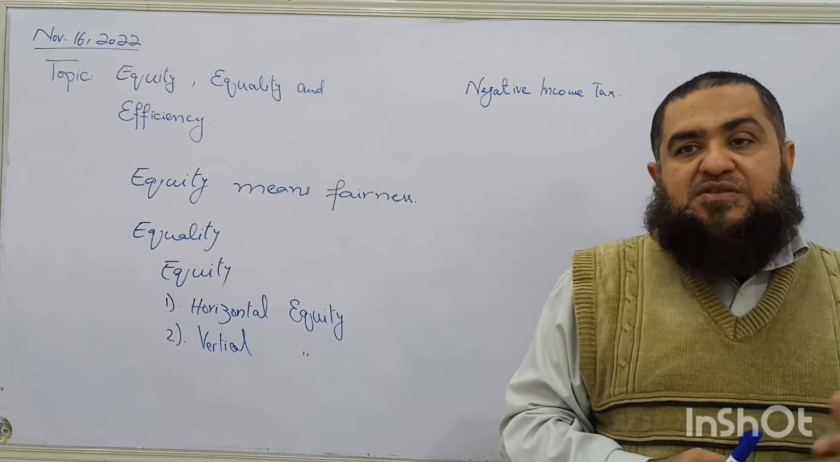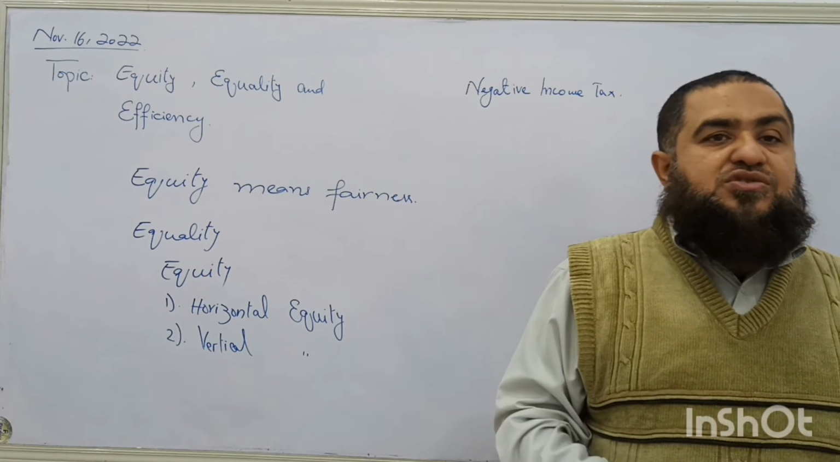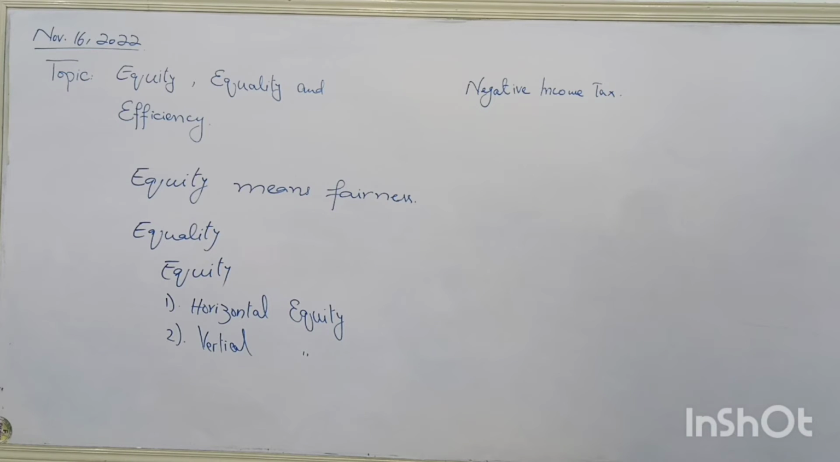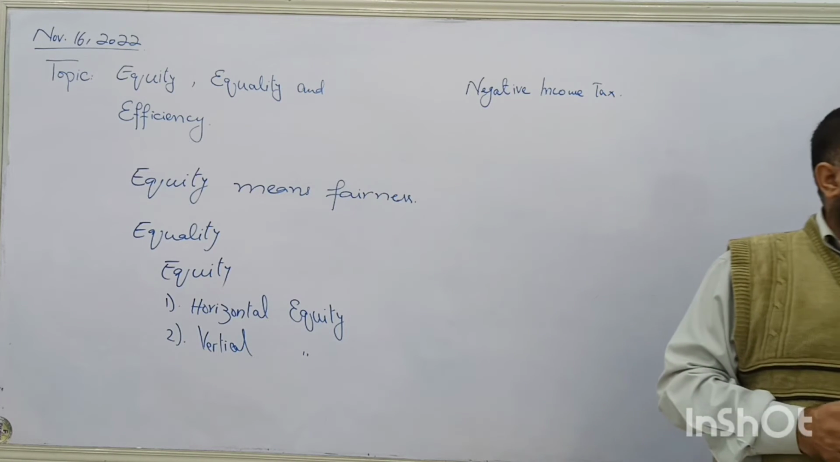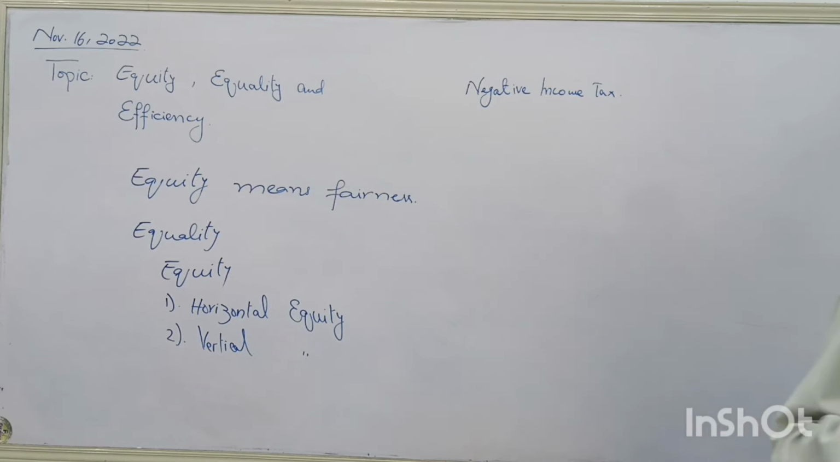Because he is provided free health facilities by public sector hospitals, free education for the children, or sometimes a stipend for his children. Okay? In the form of educational stipends or in the form of health insurance. So what we see is that his tax paid to the government is lower than the benefits received by him. So that means his income tax is negative.